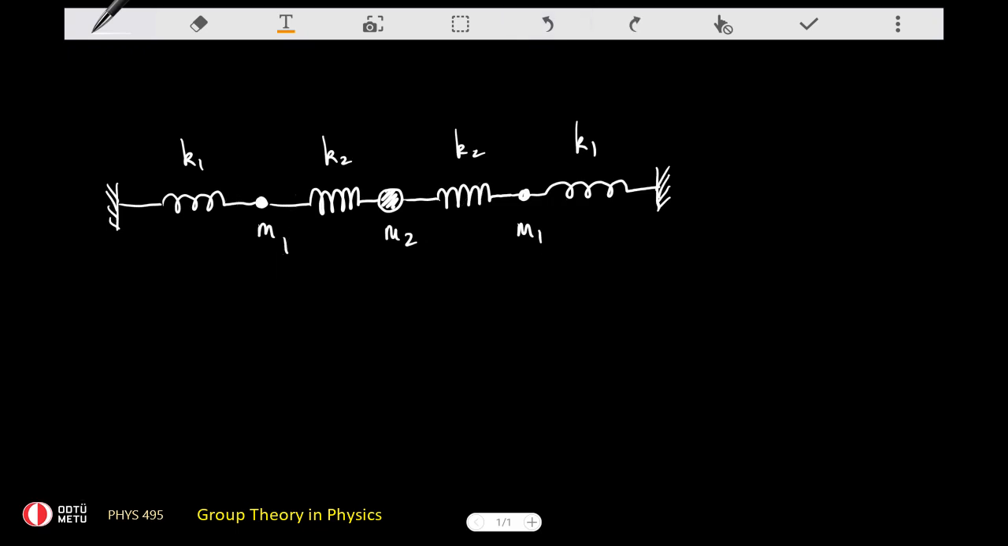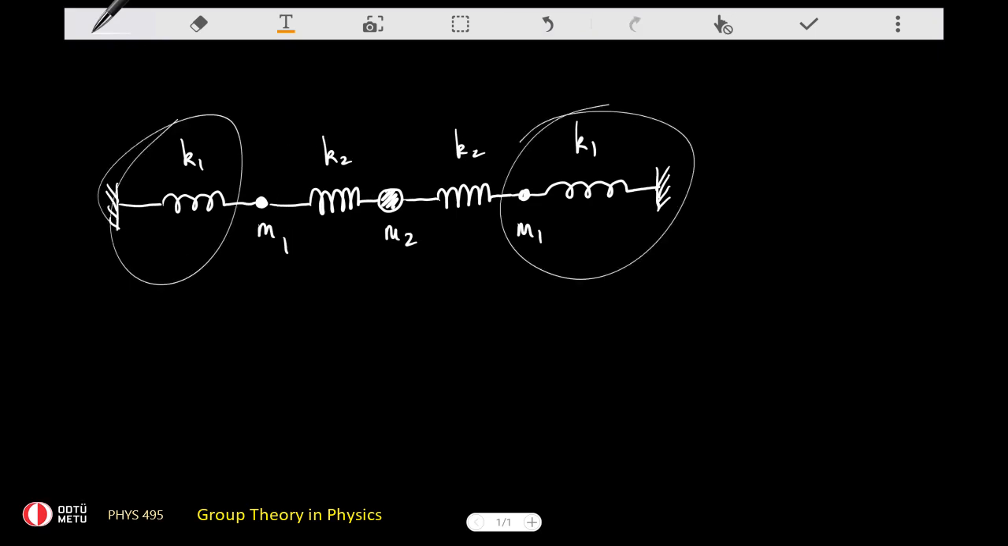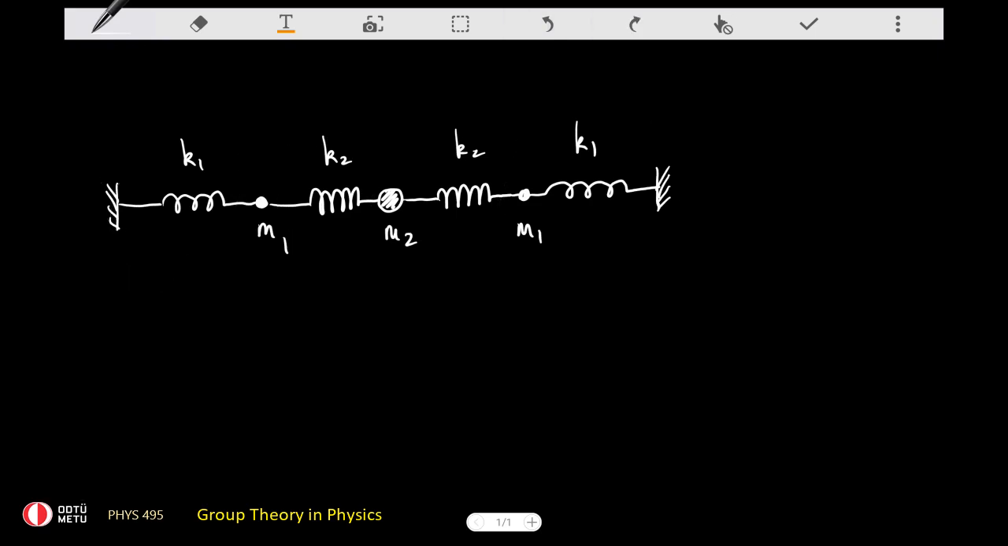So that's still consistent with the symmetry. These two springs are identical. These two springs are also identical. Okay, so let's just quickly do this. Again, the symmetry group is C2. It contains identity and this reflection, so I just call this again sigma.